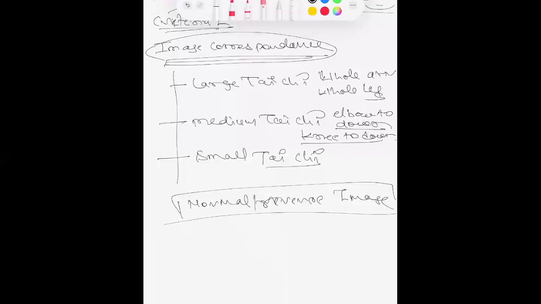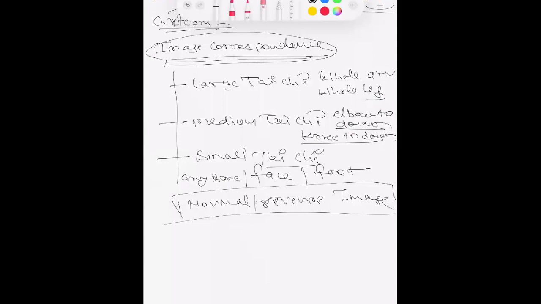And the small Tai Chi, any bone, or face area or foot area. So this is the first criteria of imagination. When we will discuss the point, that time this knowledge will come.